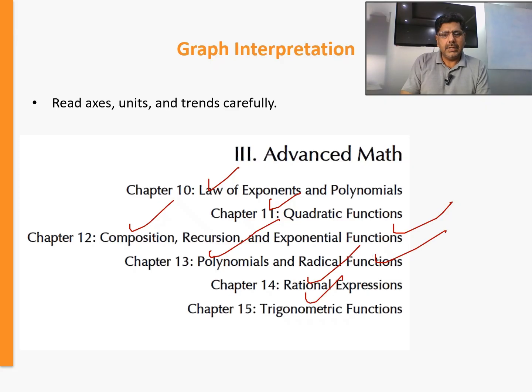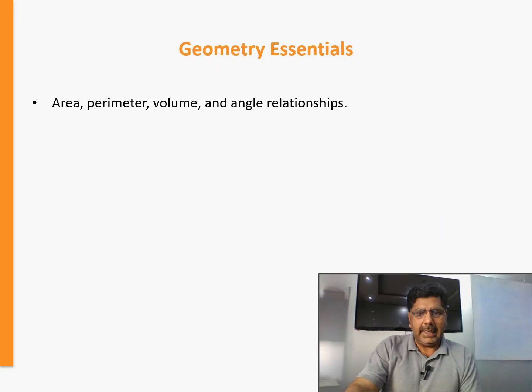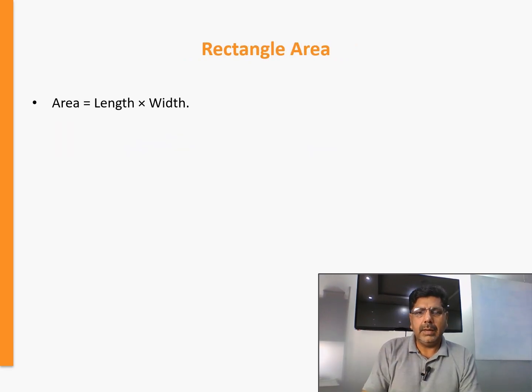So all this will cover around, as we saw, 15% of the exam. Now we are in a better position to solve our SAT exam. Clear? So these are some of the geometric functions like area, perimeter, volume, angle relationship, how we need to cover it. And then about the rectangle, we have length, width.